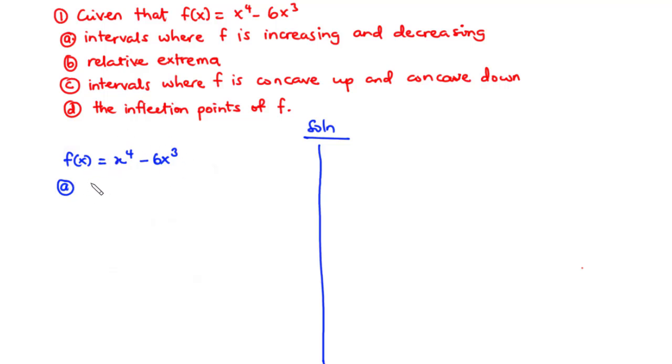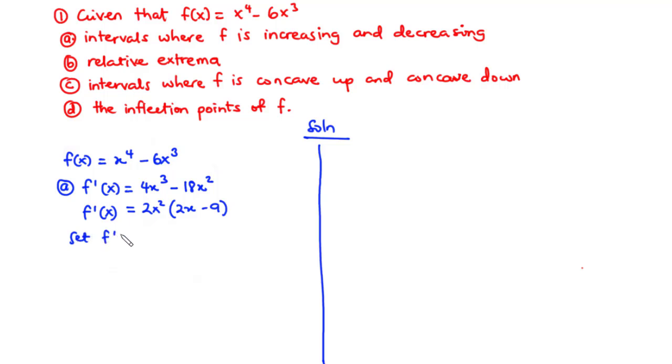That is given by f prime of x, and that is equal to 4x cubed minus 18x squared. Now we can simplify this as we are going to factor out 2x squared, and inside of the bracket we are going to have 2x minus 9. So this is f prime of x, the first derivative of this function. Next, we are going to set f prime of x to 0.